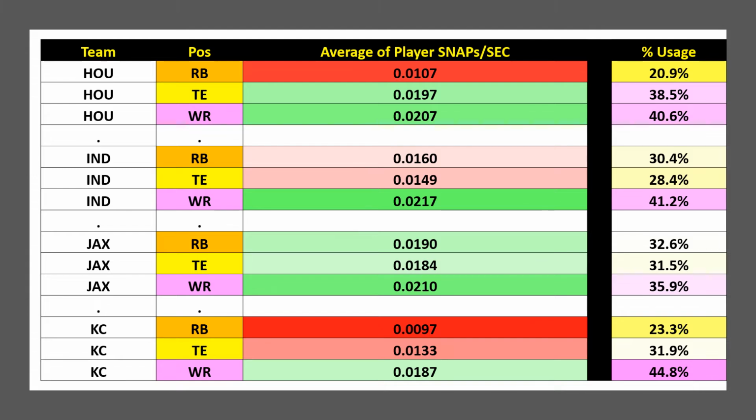Indianapolis, the tight ends are, I think Jack Doyle's underused here. Passing's fine, 40% to me is a nice number. Running backs probably could be better, could be worse.